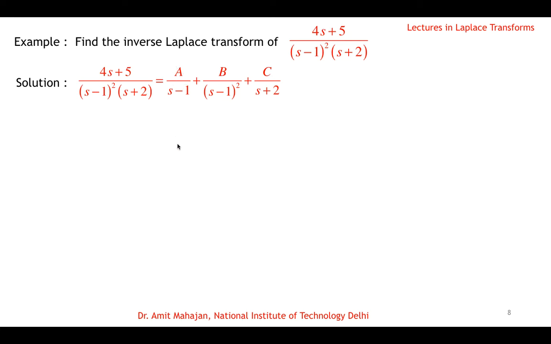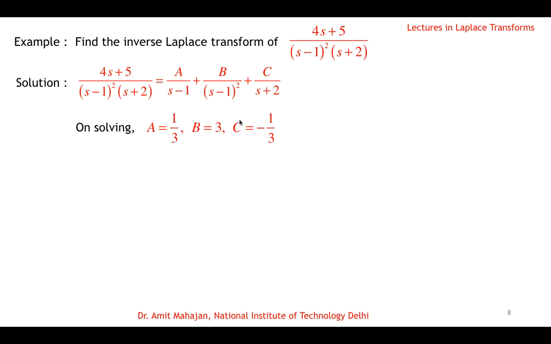Okay, so on solving this for a, b, c: a is 1/3, b is 3, c is -1/3. It's easy to solve, or you can take the LCM on the right hand side, and then the denominator will cancel out, and then you use three different s values to find three equations and solve for a, b, c. Okay, that can be done.